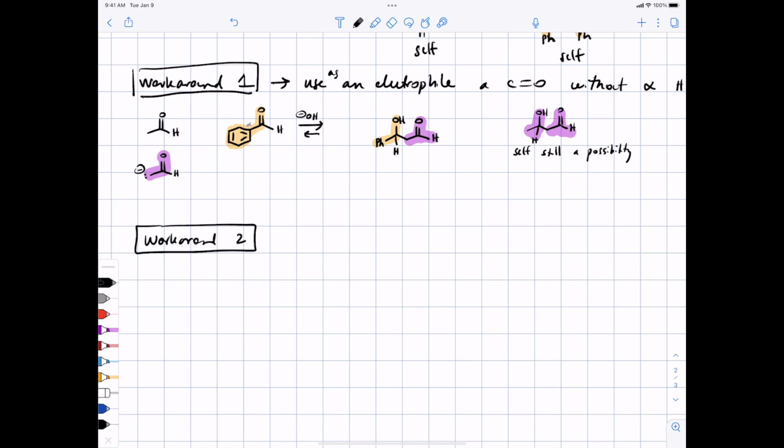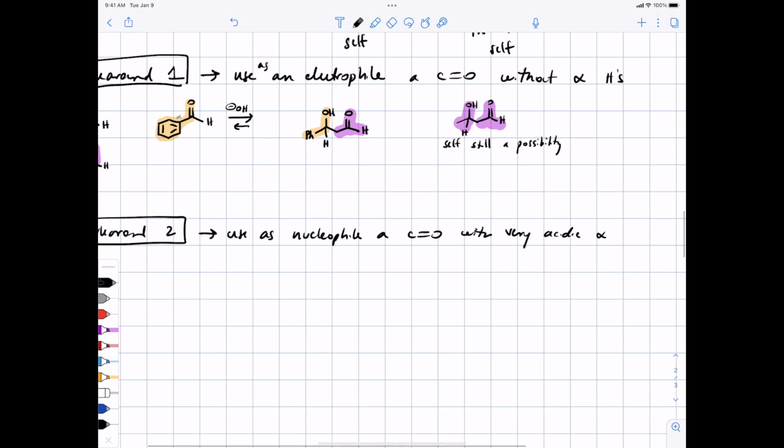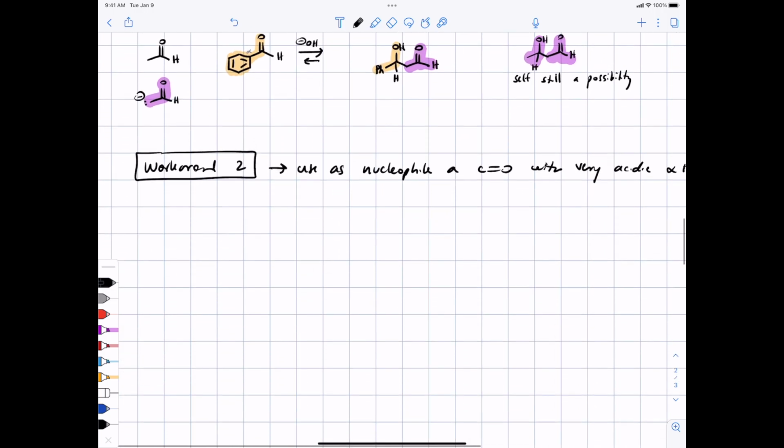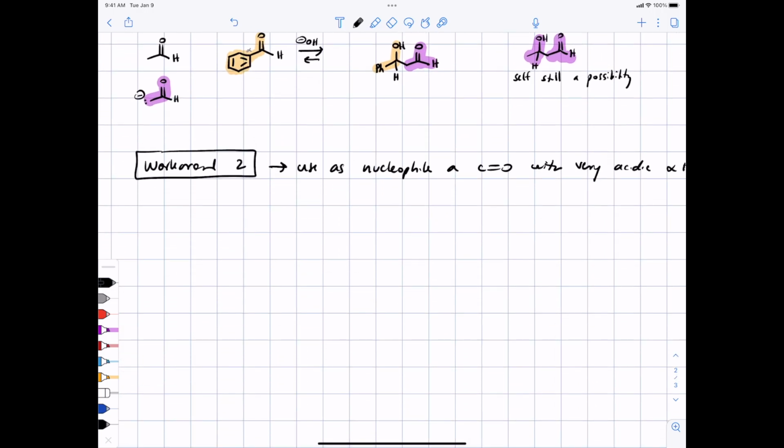Second is to use as your nucleophile a carbonyl compound with very acidic alpha protons, such that there's no contest as to who the enolate is going to be. For example, and actually in retrospect, this is an example of quantitative enolate formation.